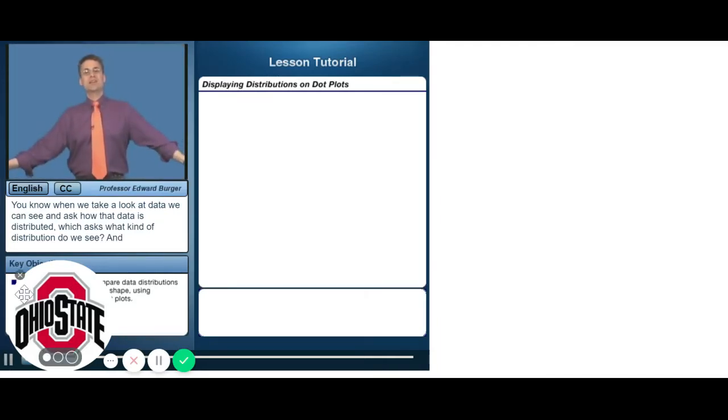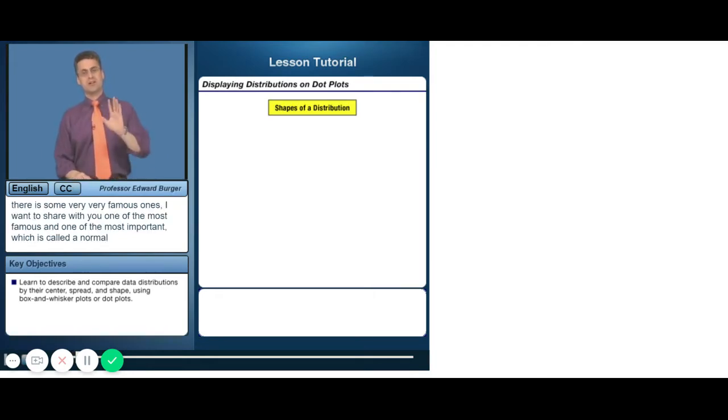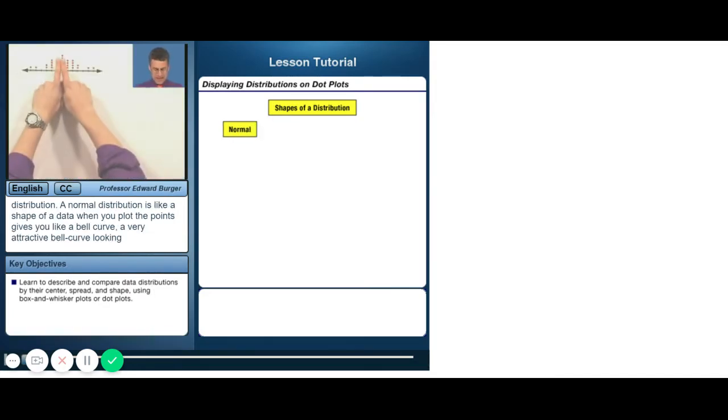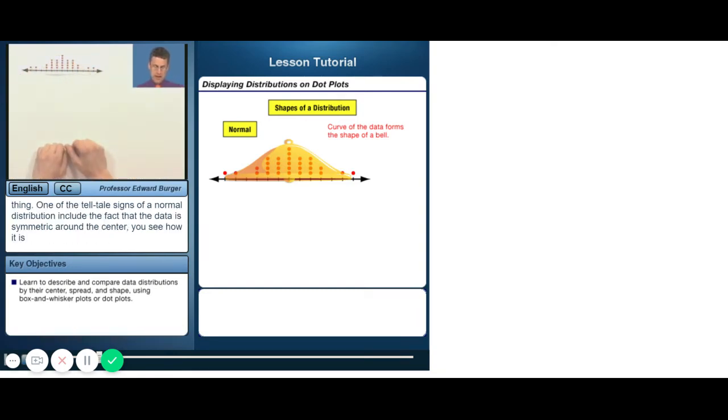When we take a look at data, we can ask how that data is distributed, which asks what kind of distribution do we see? There are some very, very famous ones. I want to share with you one of the most famous and most important, which is called a normal distribution. A normal distribution is the shape of the data when you plot the points, and it gives you a bell curve, a very attractive bell curve looking thing.